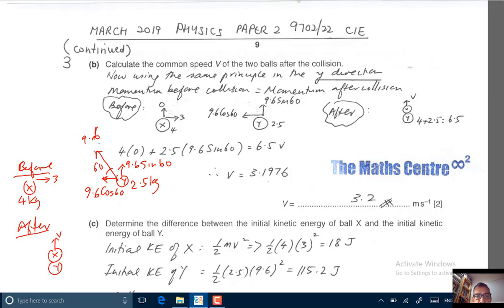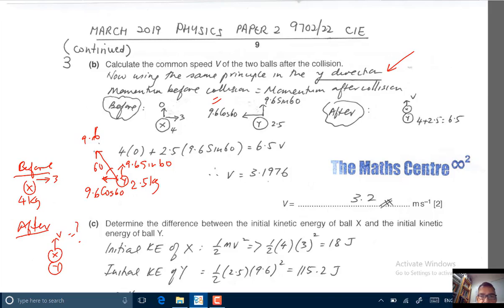Now we are asked to calculate the common speed v of the two balls after the collision. We are asked to find what is v. In part A, we used the principle of the conservation of momentum in the x direction. Now all we'll do is use the same idea in the y direction. That's what I've written here. Using the same principle in the y direction, the sum of momentum before collision will be the sum of momentum after collision. Remember, we're dealing with the y direction.